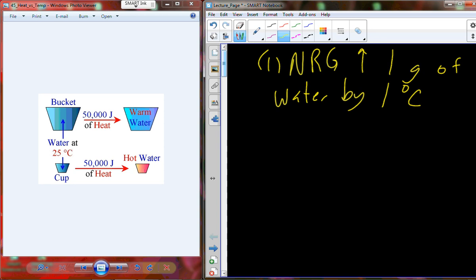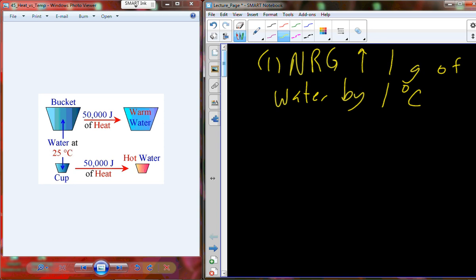So how can we do this? Well, we could measure out a gram of water, put a thermometer in there, and begin to heat it up and keep track of how much heat we're putting in. When that gram goes up 1 degree centigrade, the amount of heat that we've expended is going to be 1 calorie.